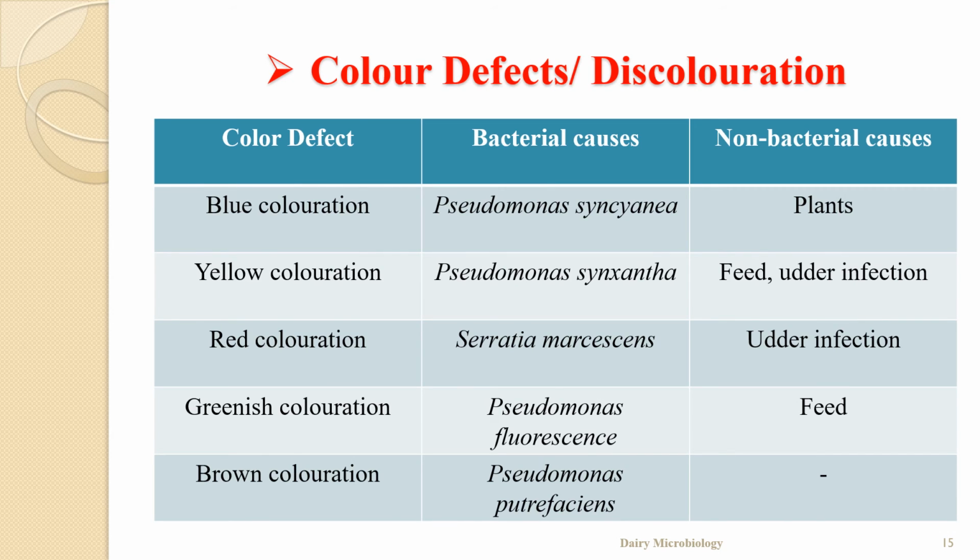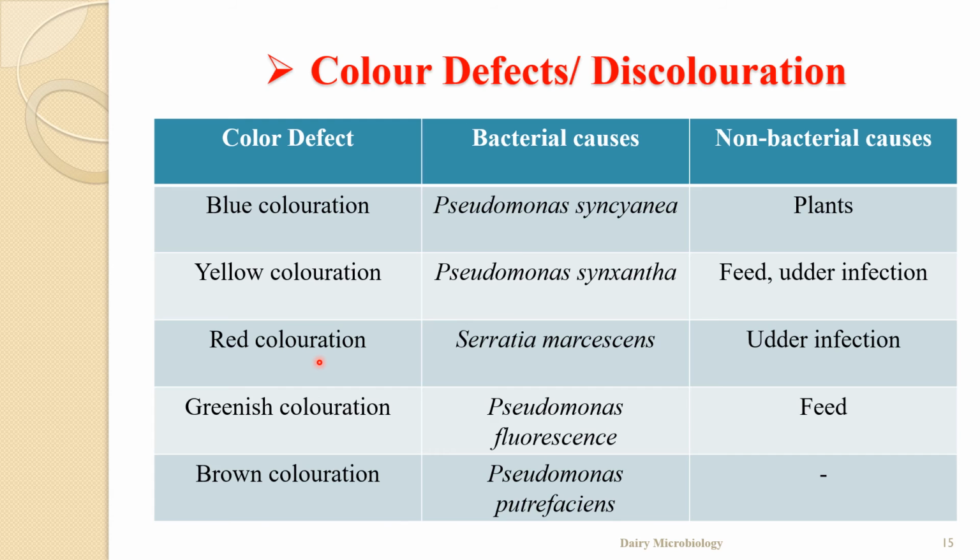Color defect or discoloration means a change in the normal color of milk. For example, blue discoloration, development of blue color in milk. That blue coloration may be due to the growth of the organism Pseudomonas syncyanea, or it may be due to the eating of certain plants, that means a non-bacterial cause. Yellow coloration occurs due to the growth of Pseudomonas synxantha, or due to the eating of certain plants, or due to infection of the mammal.